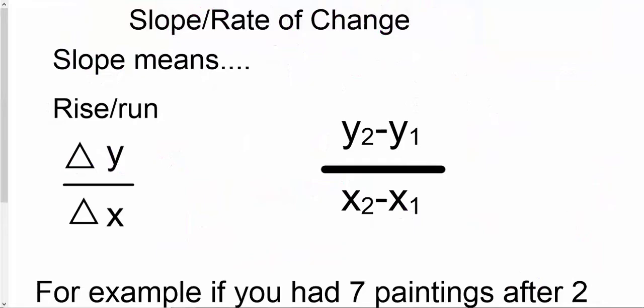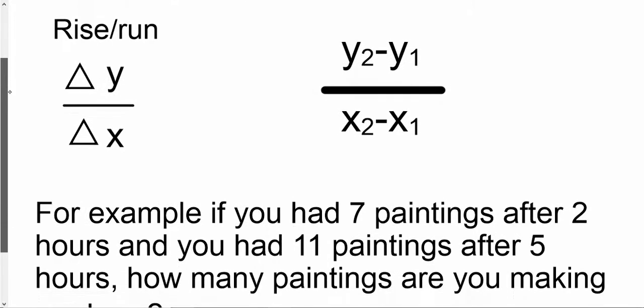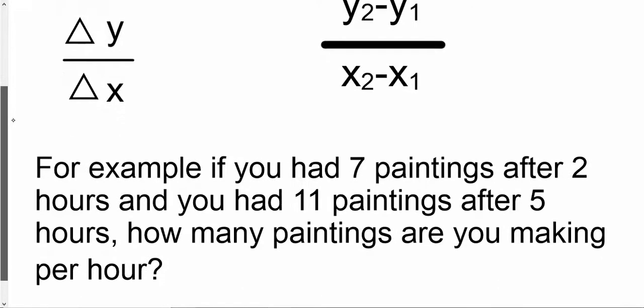All right, guys, here's the big one. Slope, slope slash rate of change. So for slope, you're going to hear a couple of things from your parents or teachers. They'll say rise over run. We'll say delta y over delta x. We'll say y sub 2 minus y sub 1 over x sub 2 minus x sub 1.